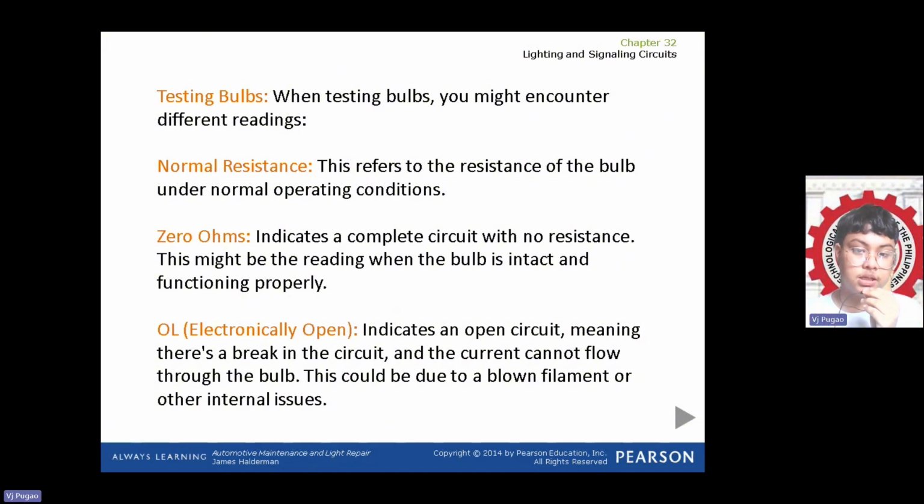OL means electronically open. It indicates an open circuit, meaning there's a break in the circuit and the current cannot flow through the bulb. This could be due to a blown filament or other internal issues.